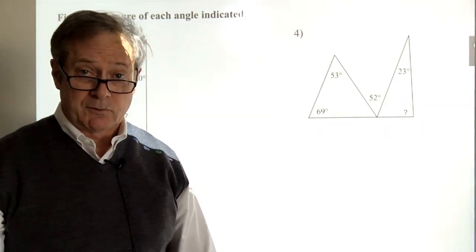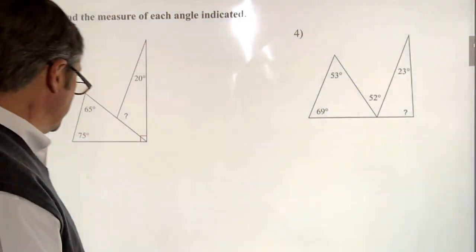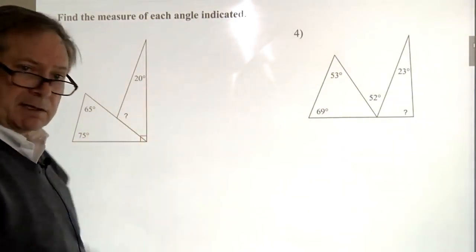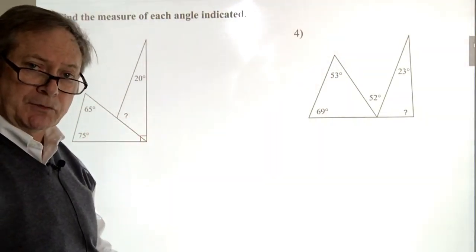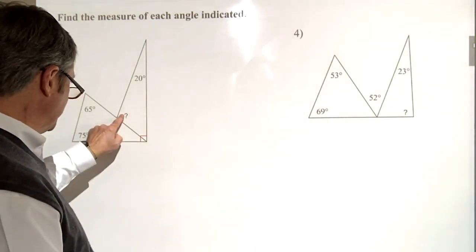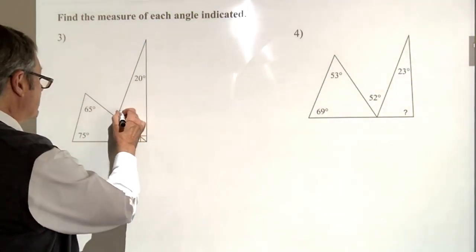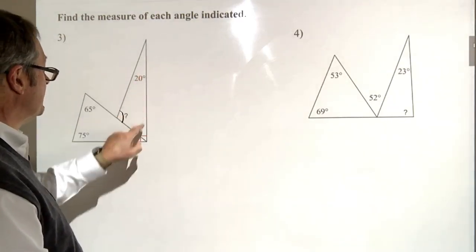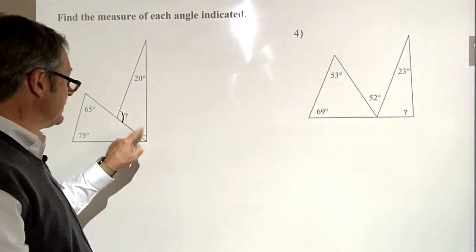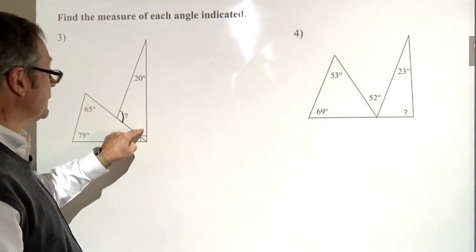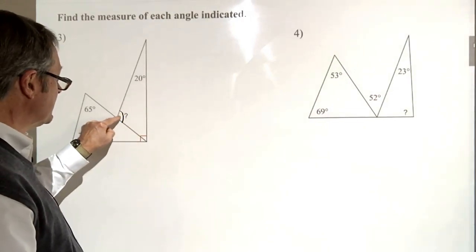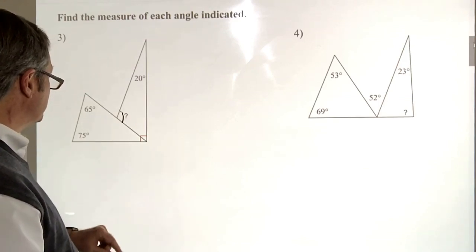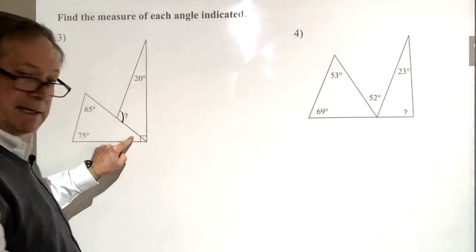Alrighty, problems 3 and 4, class. Now, you'll discover that in many of these geometric configurations, you have to start somewhere. We're trying to find this angle right here, but we don't have what that angle is. If we knew that angle, we would know that this angle plus 20 from 180 would equal that angle. So you've got to start where you know what you're dealing with, and that's right here.